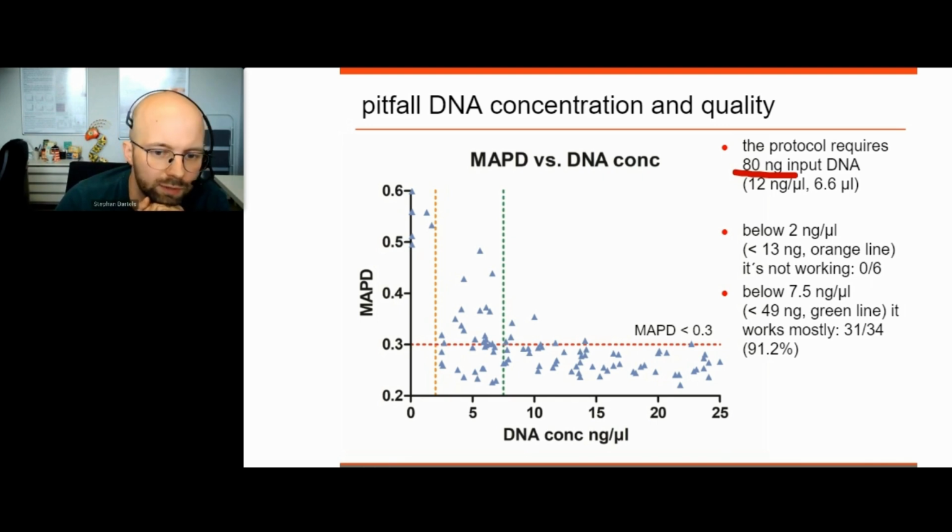If you go below this, you can still do it. In our lab, we try to analyze every sample we get. If we go below 7.5 nanogram per microliter, which is less than 50 nanogram input, over 90% of the samples worked quite well. If you go below 2 nanogram, you see here the samples are not working anymore, so it's not useful to try. But this area here, more than 13 nanogram and less than 50 nanogram, mostly works quite well.